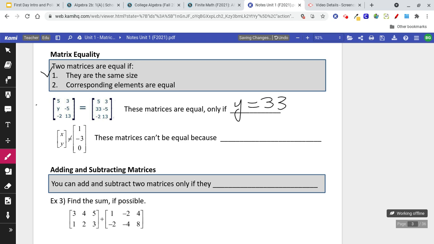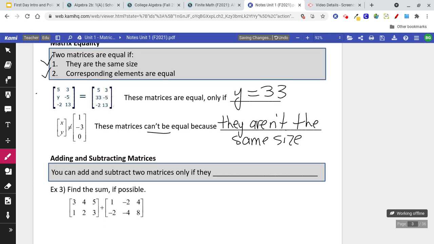The next example, these matrices can't be equal. Well, they can't be equal because they're not the same size. One of them's a 2 by 1, the other's a 3 by 1. Because they aren't the same size. Matrices have to be the same size, and have to have corresponding elements equal.